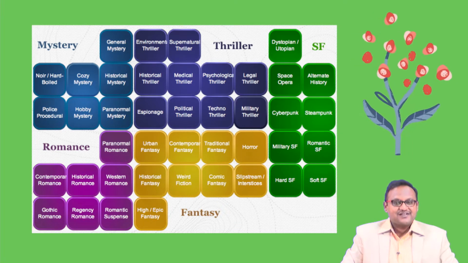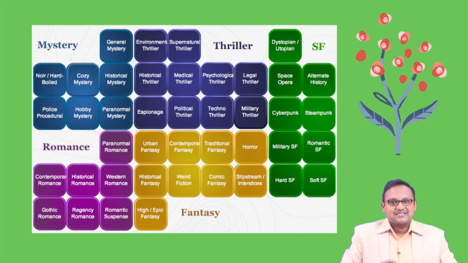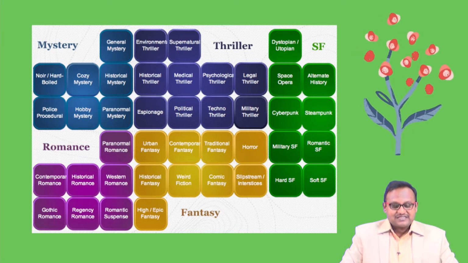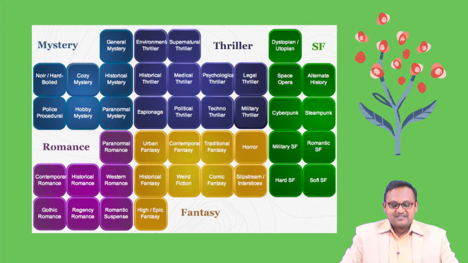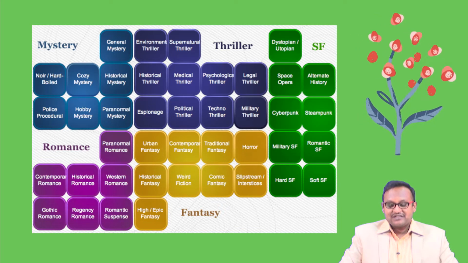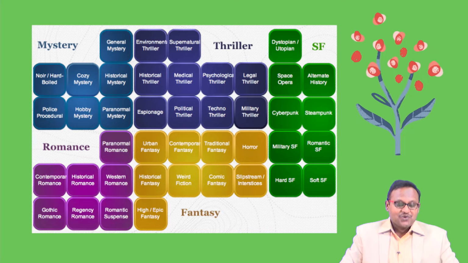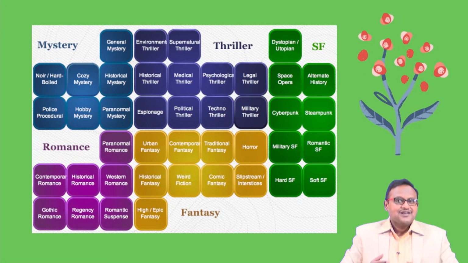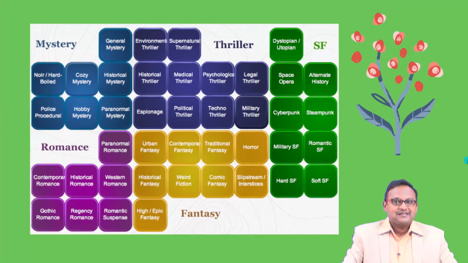Within them, you can see different permutations and combinations. Like a periodic table, we have compiled various subgenres in each of these main genres. Let's say, for instance, in fantasy, you have urban fantasy, historical fantasy, contemporary fantasy, comic fantasy. Similarly, in science fiction, you have dystopian fiction, utopian fiction, military science fiction, cyberpunk, all of them. And in romance, you have paranormal romance, contemporary romance, historical romance. All of these are called subcategories. We are going to discuss a few prominent categories of fiction in the subsequent slides.